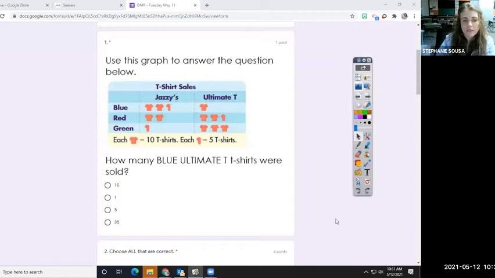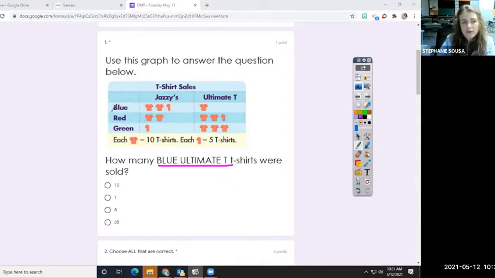Alrighty, yesterday your DMR was reviewing our skills that we have most recently completed in mathematics to keep them fresh on your brains. Let's take a look. Use the graph below to answer this question. This graph will remain consistent and the same over the next few days, but the question has changed. How many blue Ultimate t-shirts were sold?